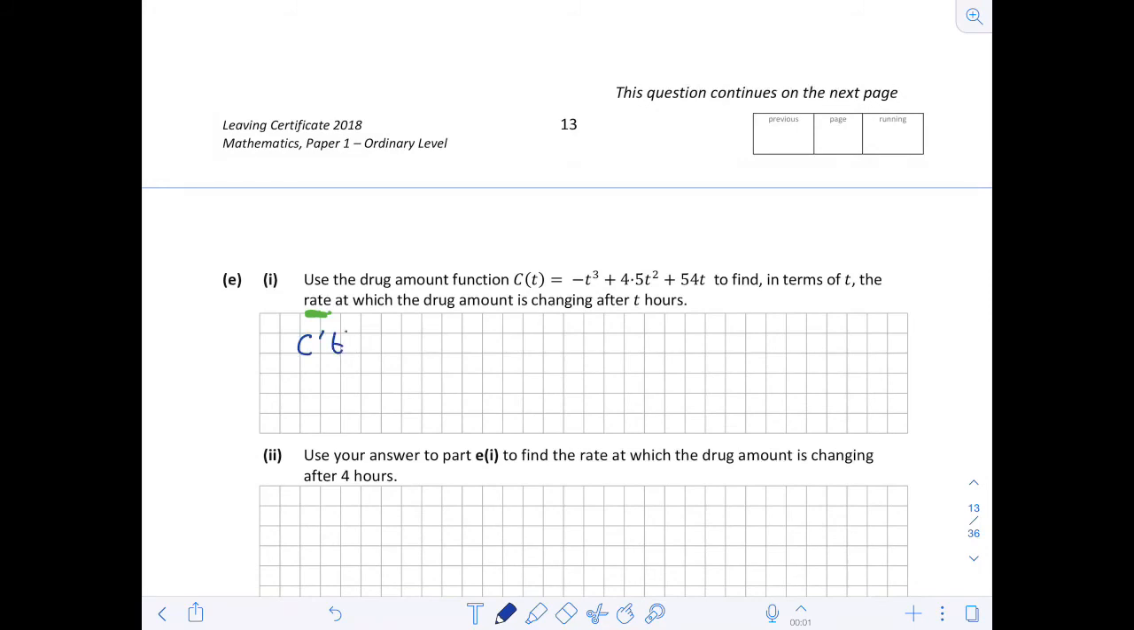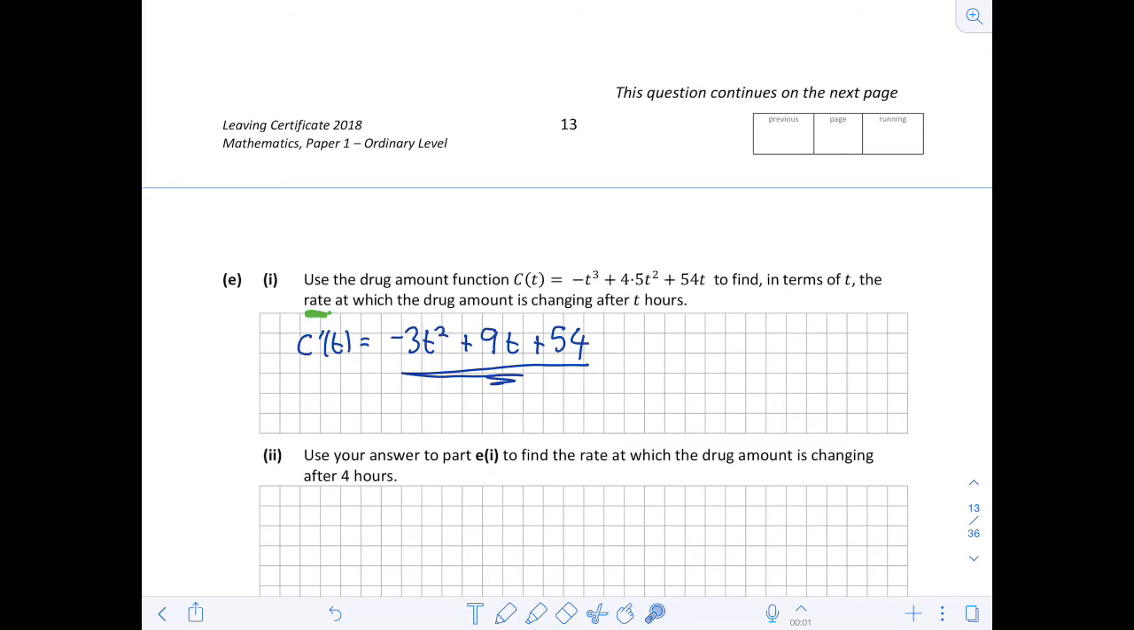So we're going to write C prime of T will equal minus 3t squared plus 9t plus 54. The rate at which the drug amount is changing. So that's it. That's the job done. That's our answer there. Wasn't too bad.